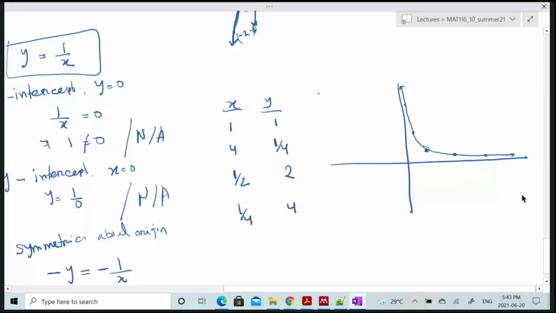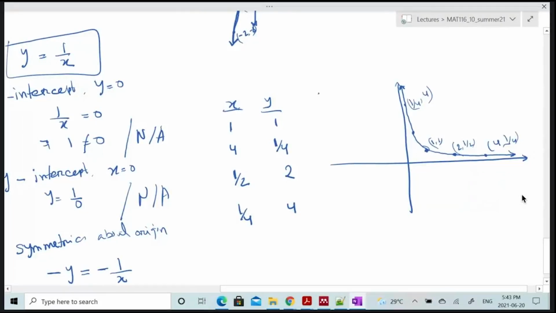Exactly. So এটা কখনোই কেউ যদি ভুল হয়ে এটা টাচ করে ফেলো কোঅর্ডিনেট অ্যাক্সিসকে, you guys are gonna get 0 because it cannot touch or cross coordinate axis. So 1, 1, 2, half, 4, 1 by 4, and this one is 1 by 4, 4.